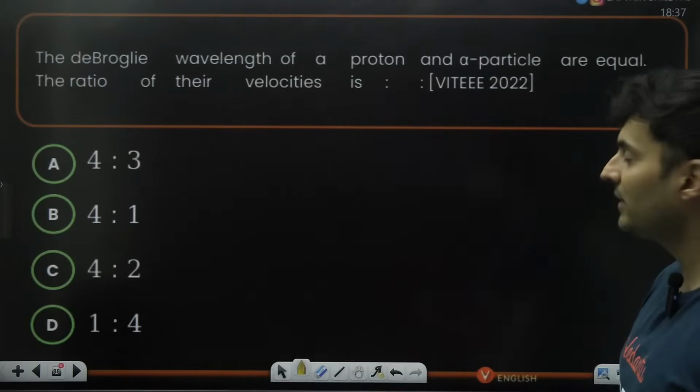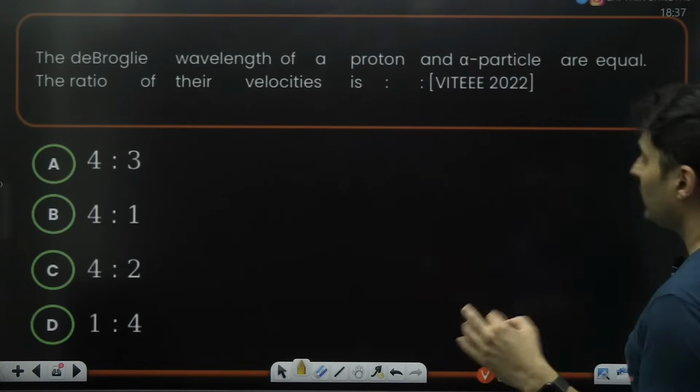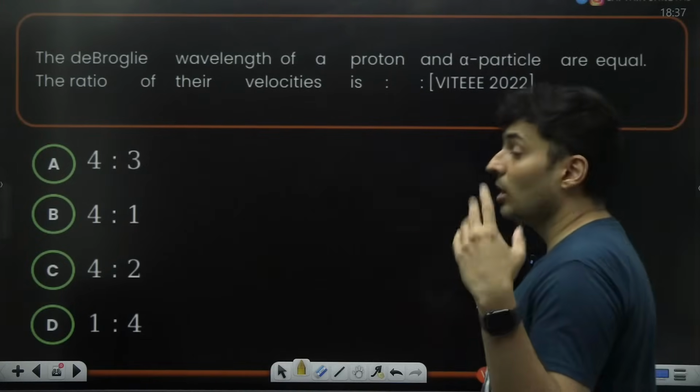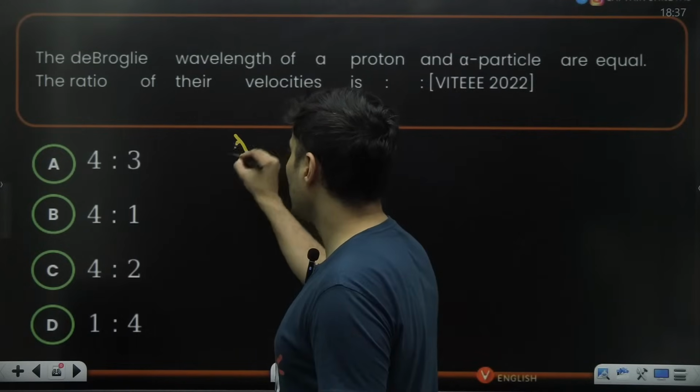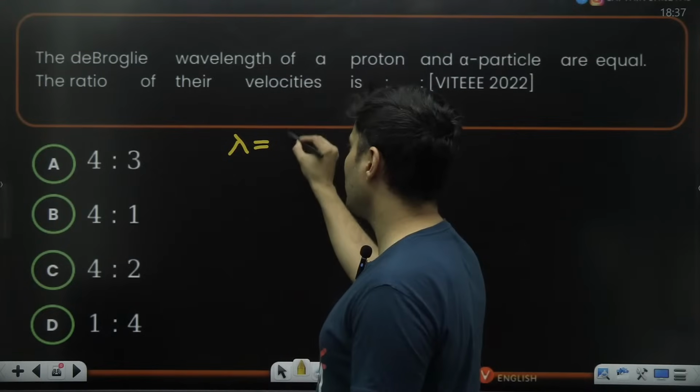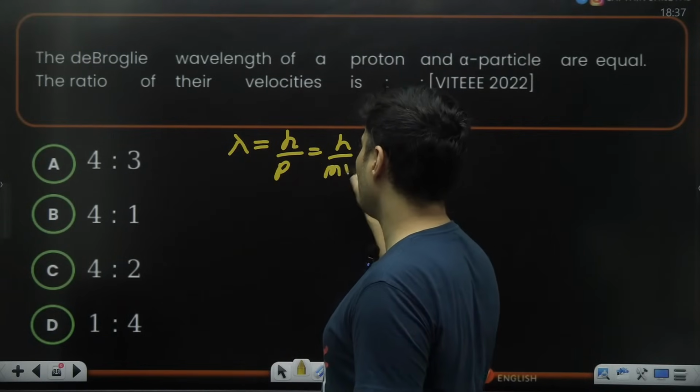De Broglie wavelength related concept. The de Broglie wavelength of a proton and an alpha particle are equal. The ratio of their velocities is? Okay, what's the formula for de Broglie wavelength? The concept is lambda is h by momentum. Momentum is mass into velocity.